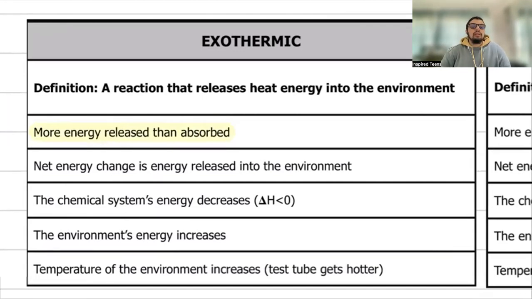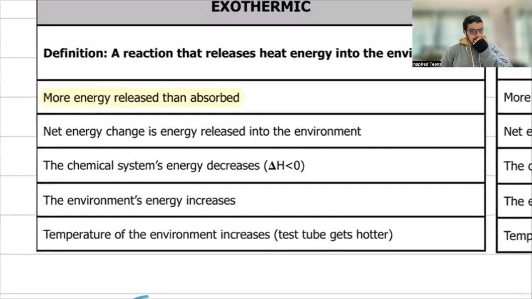Second point, the net energy change is the energy released into the environment. Then the chemical system's energy decreases, so delta H is less than 0. We'll discuss enthalpy as well after the graph. And the environment's energy increases because heat is being released into the environment. The temperature of the environment increases, and the test tube gets hotter.